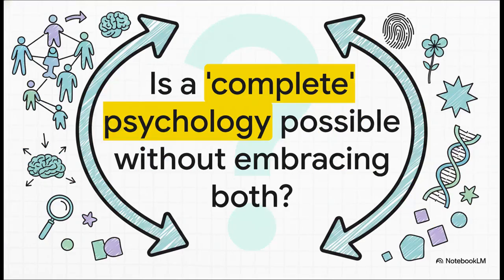And that really leaves us with one final question to chew on, doesn't it? Is it even possible to have a complete psychology, a real science of the human mind, if we don't embrace both sides? The search for what's universal in all of us, and the appreciation for what makes every single one of us completely unique.